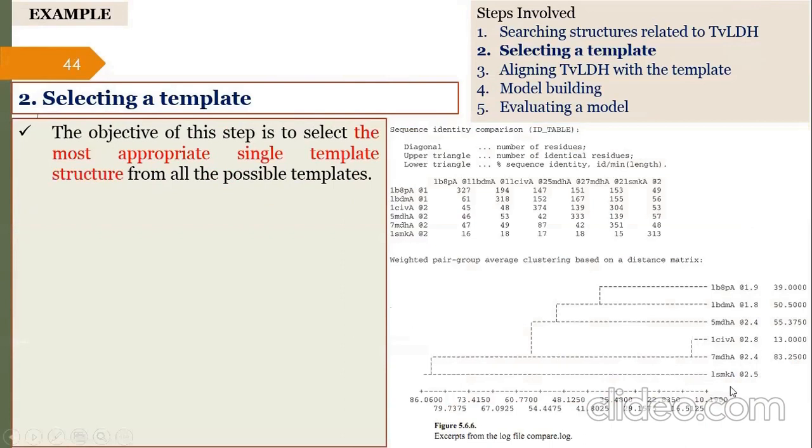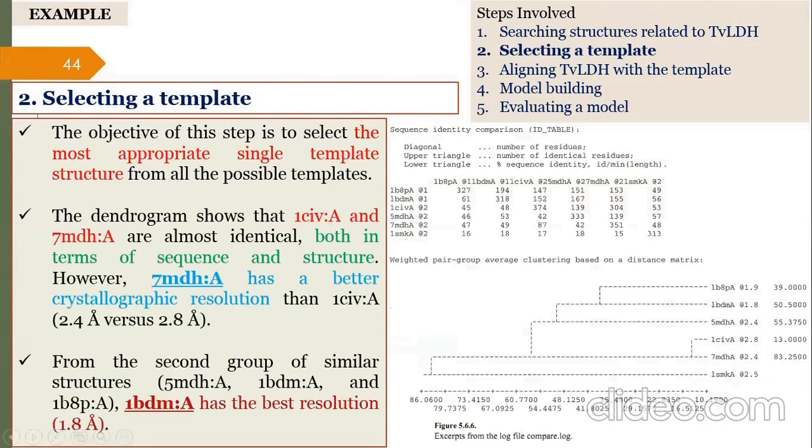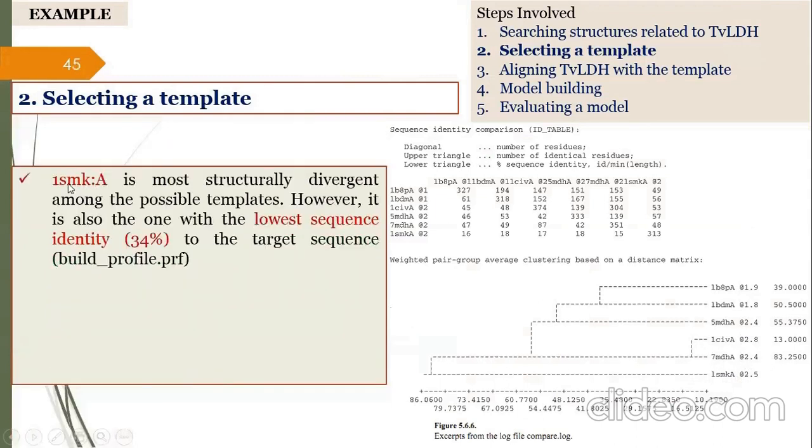So here we will also check the resolution along with the identities, and some are within the groups. This 1SMK is more structurally divergent, and it has the lowest sequence identity. It has 34% identities to the target sequence. So we will discard this one because it has lower identities. Now we are left with 7-MDHA and 1BDMA.